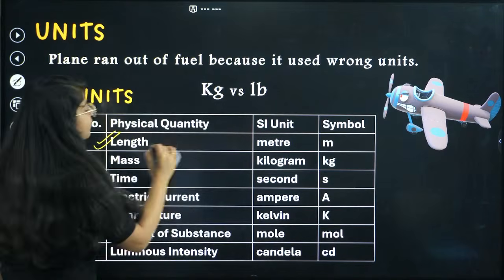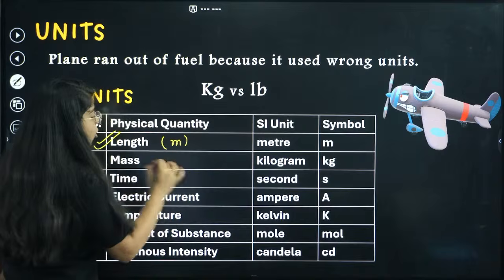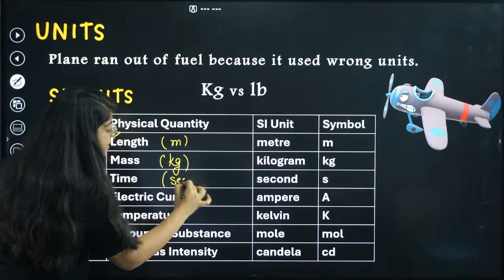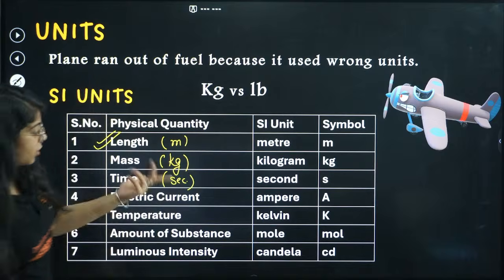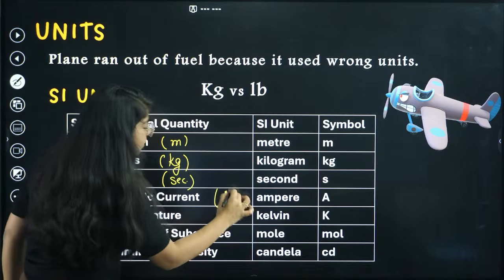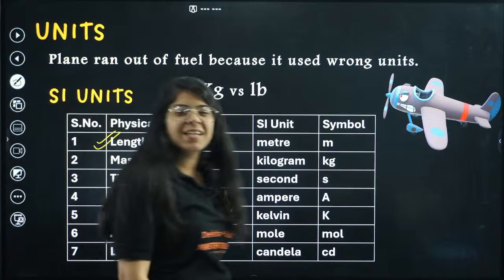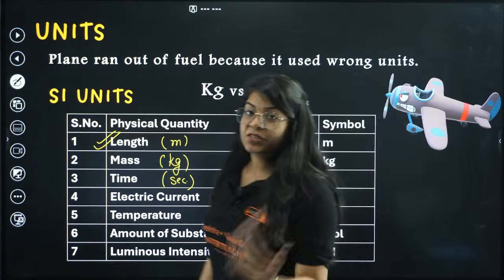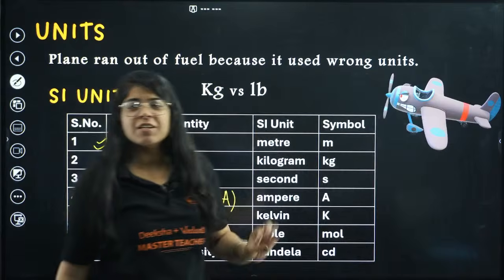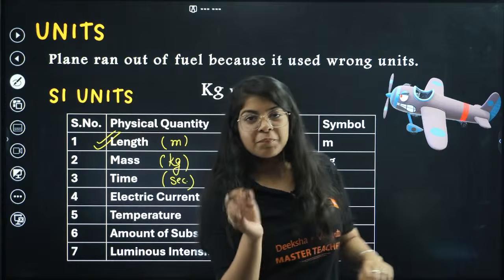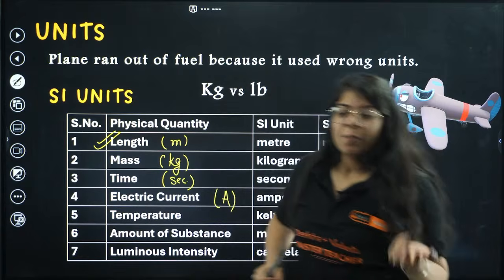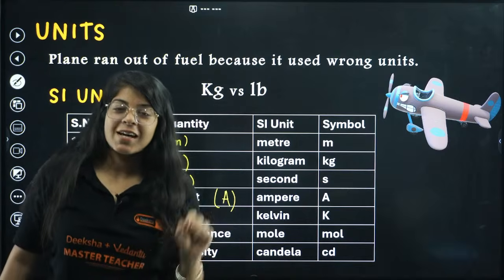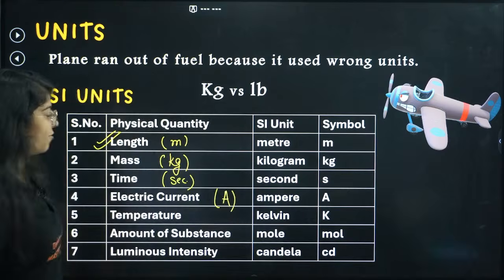So for length we have meters, for mass we have kilograms, for time we have seconds, correct? For electric current we have ampere. How many of you knew ampere? It's a little bit new. In 10th class, you will study electricity as well. And it's a very lovely chapter. It's a little bit big, a little bit of numericals are there. But we will do everything here, okay? So if 10th class students are there, do not worry, we'll do all the stuff here, okay?